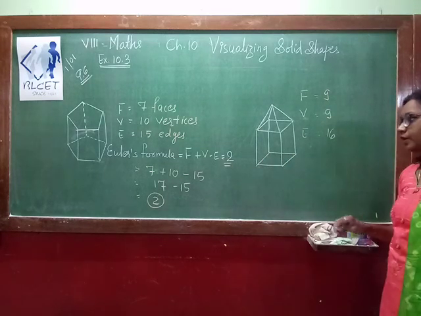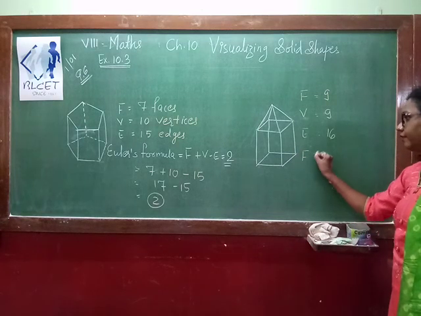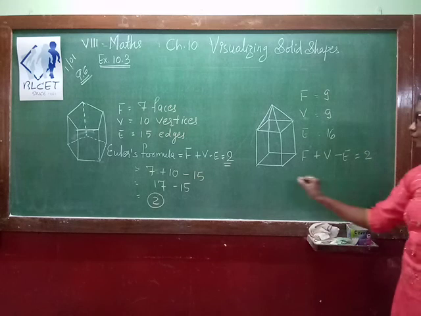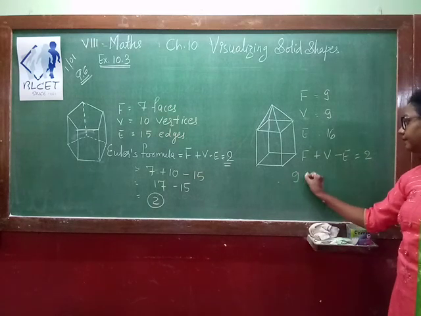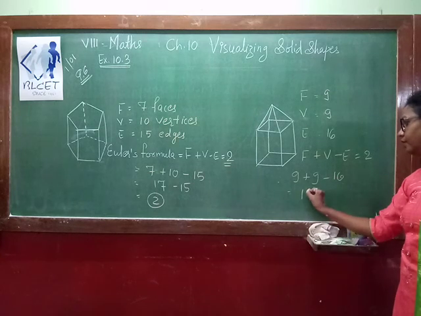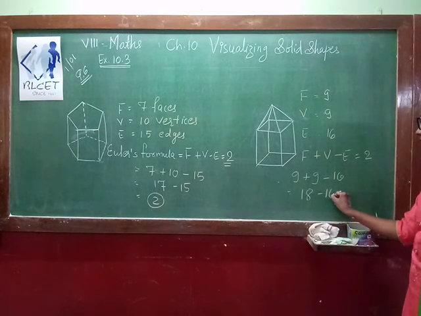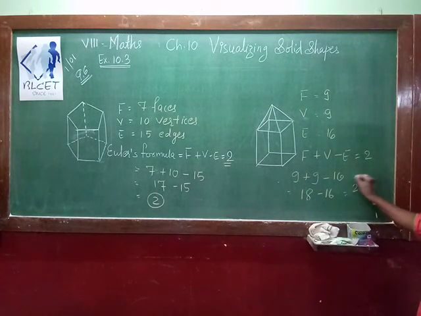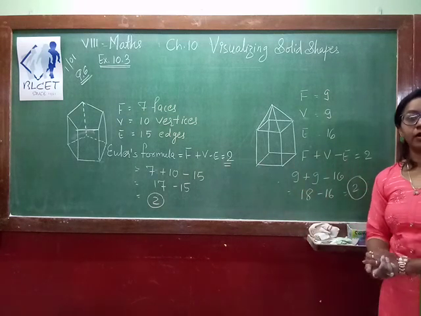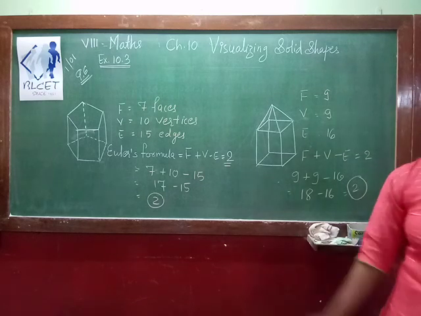Now we verify Euler's formula, that is F plus V minus E is equal to 2. So therefore F is what? 9. Vertices is 9, minus 16, which is 18 minus 16. What is the answer? 2. So Euler's formula is satisfied for both the diagrams. So this is all about your question number 6. Move on to the next question.